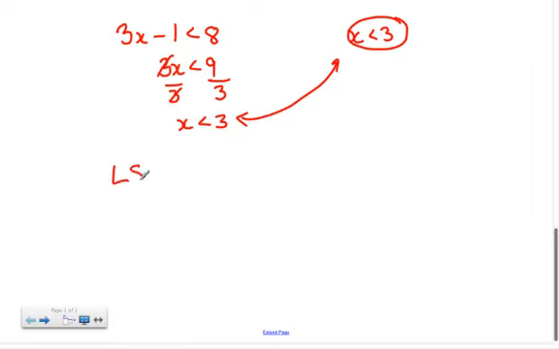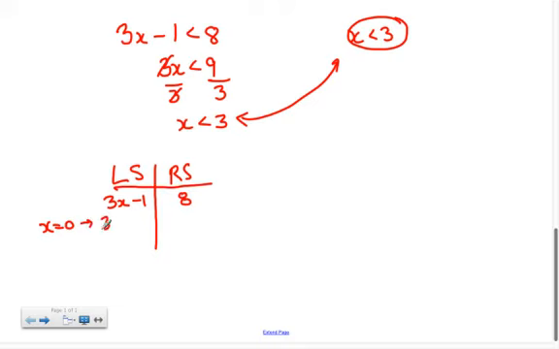On the left-hand side, I've got 3x minus 1. And on the right-hand side, I've got 8. What I'm going to do is choose any value for x that fits this inequality. I could pick 2, 1, 0, negative 1, negative 2, anything that happens to be less than 3. So I'm going to sub in the value x equals 0, because zeros are easy to play with.